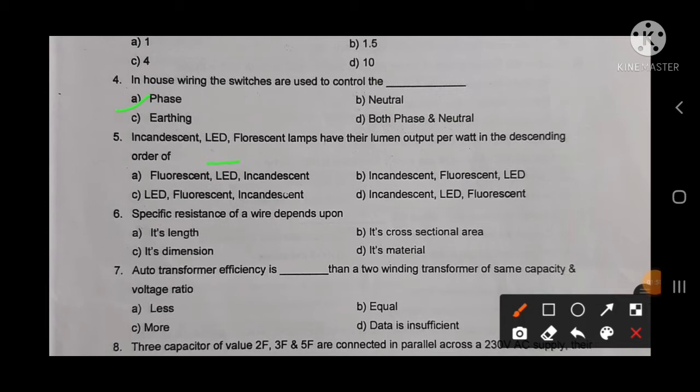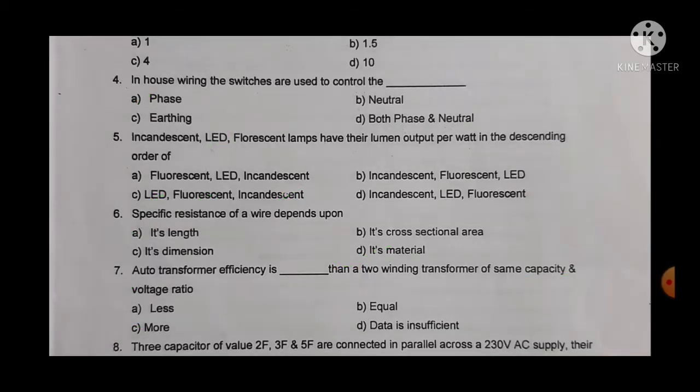Incandescent lamp, LED, fluorescent lamps have their lumen output per watt in descending order. So you have to just arrange these three lamps in descending order. LED has the highest lumens per watt, so LED is taken first, next is fluorescent, and the last one is your incandescent lamp. Next, the specific resistance of a wire depends upon its material. Auto transformer efficiency is almost more than a two winding transformer of the same capacity and voltage ratio.